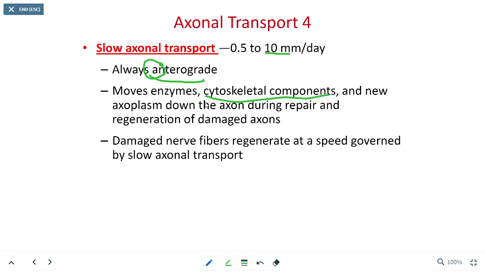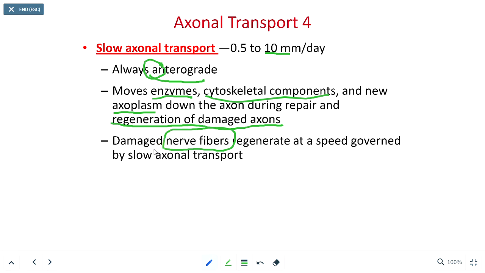The cytoskeletal components in particular are the things that the fast transport depends on. And it's kind of like building a road. Once you have a road in place, you can go across it quickly, but the act of building the road itself usually is pretty slow. We also have various enzymes being moved to the axon terminal. And we also can regenerate damaged axons as we are trying to send more axoplasm or cytoplasm down the axon. Now, remember, an axon is also known as a nerve fiber.